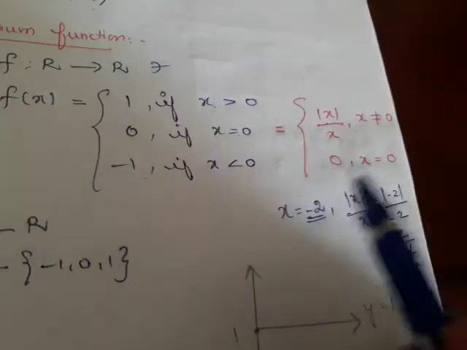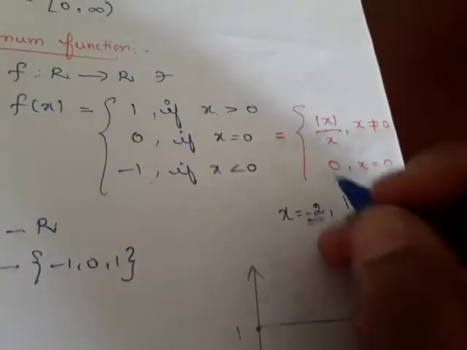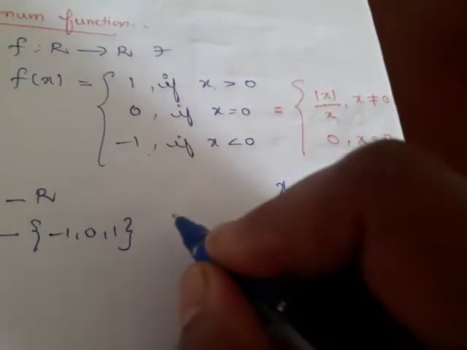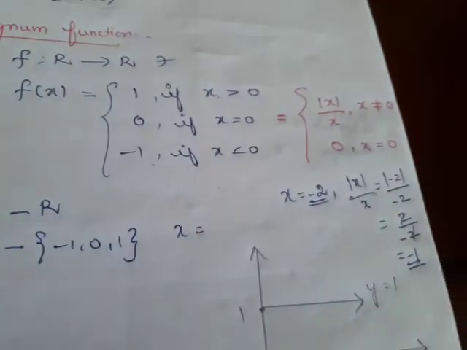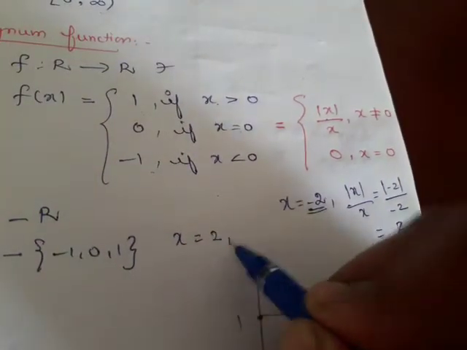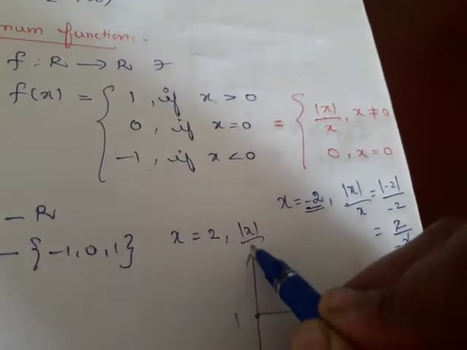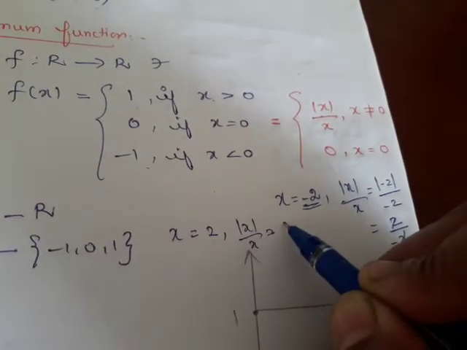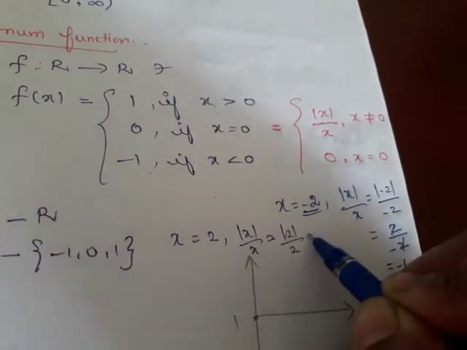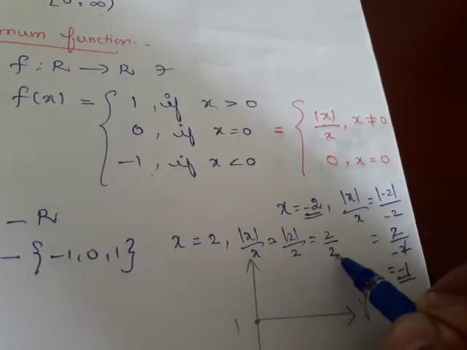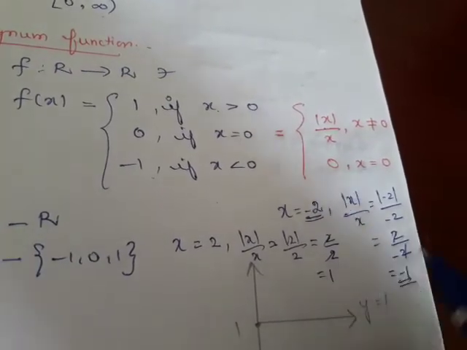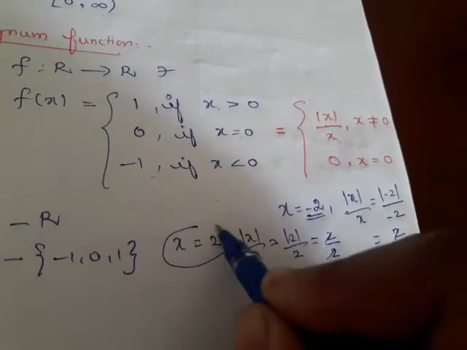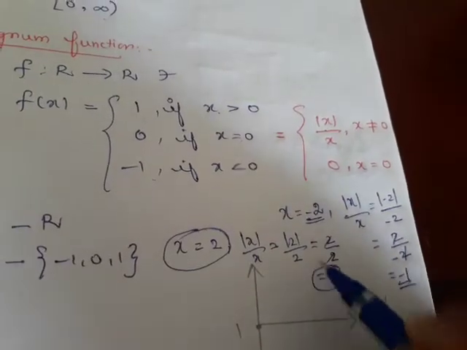Now let us see what happens if we choose a positive number. Say I choose x equals positive 2. Then what will happen? Modulus of x divided by x will be modulus of 2 divided by 2. Modulus of 2 is nothing but 2 only. So 2 will get cancelled, and I will end up with 1. So if I choose x equals 2, I get the answer 1.